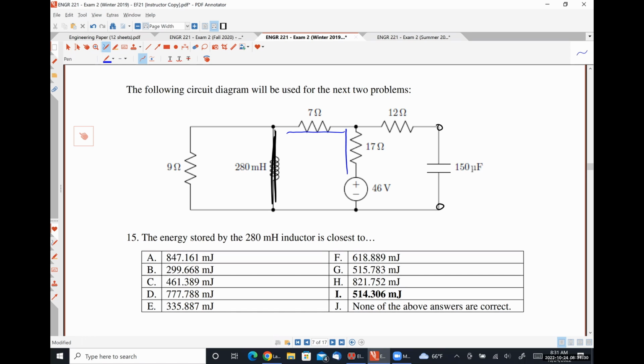All of it is going to flow this way. Then we have a short circuit or a 9 ohm resistor, so it's all going to flow through the short. So if this represents our current I_L, we can say pretty easily that I_L is 46 volts over 7 ohms plus 17 ohms. And the energy stored by the inductor is 1/2 L I_L squared.